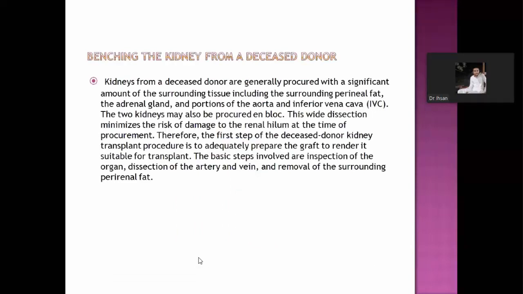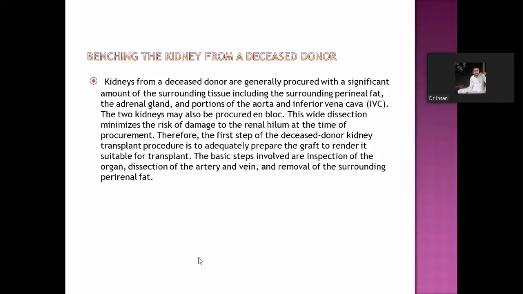Pinching the kidney from deceased donor. Kidneys from a deceased donor are generally procured with a significant amount of surrounding tissue, including the surrounding perinephric fat, the adrenal gland, and portion of the aorta and inferior vena cava. The two kidneys may also be procured en bloc. This wide dissection minimizes the risk of damage to the renal hilum at the time of procurement.